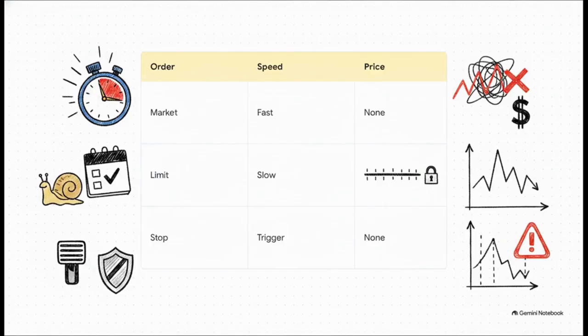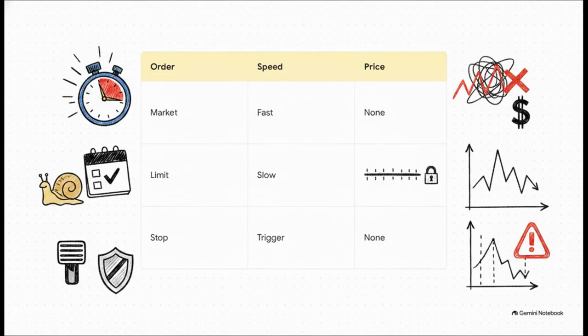First up is the market order. When you use this, you are telling the exchange, get me into this trade right now at whatever the best available price is. It prioritizes maximum execution speed, but it offers literally 0 price guarantee. Second is the limit order. This is you saying, okay, I will only buy at this specific price or better. This one prioritizes strict price control, but the catch is you might not get your order filled at all if the market never reaches your exact price.